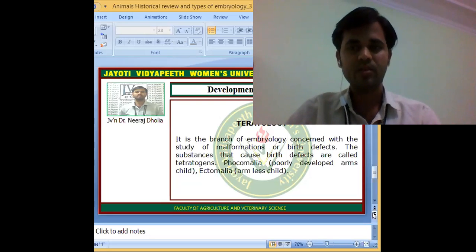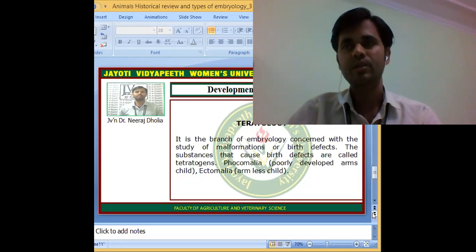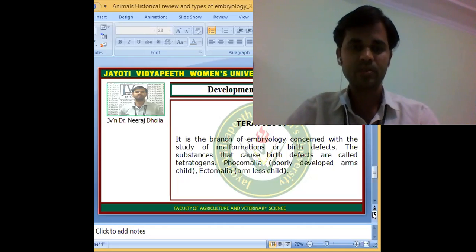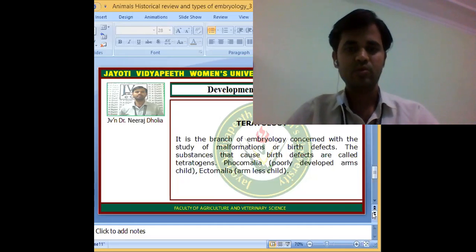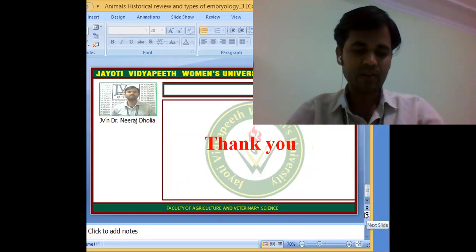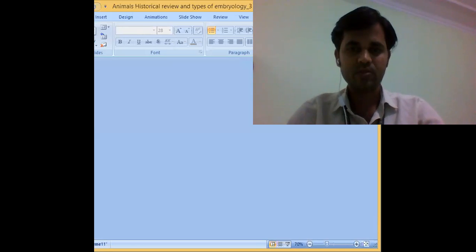It is very important because there is a significant percentage of birth defects found in India as well as at the global level. So these are the different types of the branches of the embryology.